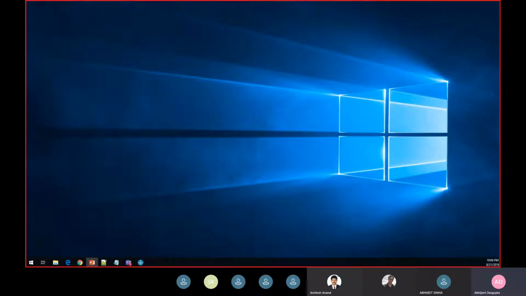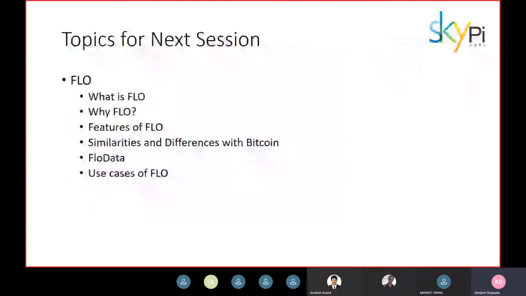So today's session is pretty much over, and we will just have a look at what lies ahead for our next session. In our next session, what we plan on discussing is FLO, the blockchain that we are going to be using for our blockchain app development. We will be discussing some of the features and basics of the FLO blockchain, its similarities and differences with Bitcoin, and one of its most important features, FLO data. And some of the use cases of FLO will also be discussed.